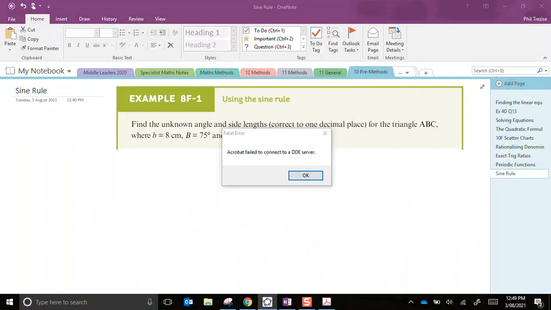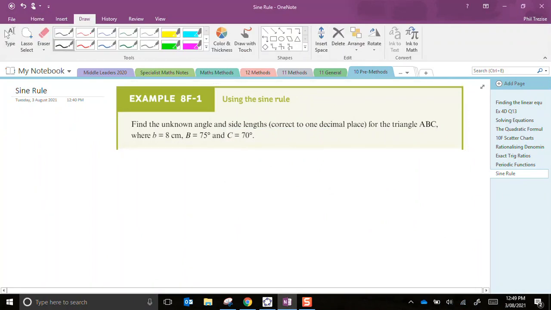Now if I put that away for a moment, I can use the sine rule to solve questions like this. So let's have a go at this. It says find the unknown angle and side lengths correct to one decimal place for a triangle ABC. They've given me some of the information, but not all of the information. Now the most important step is to draw a diagram.